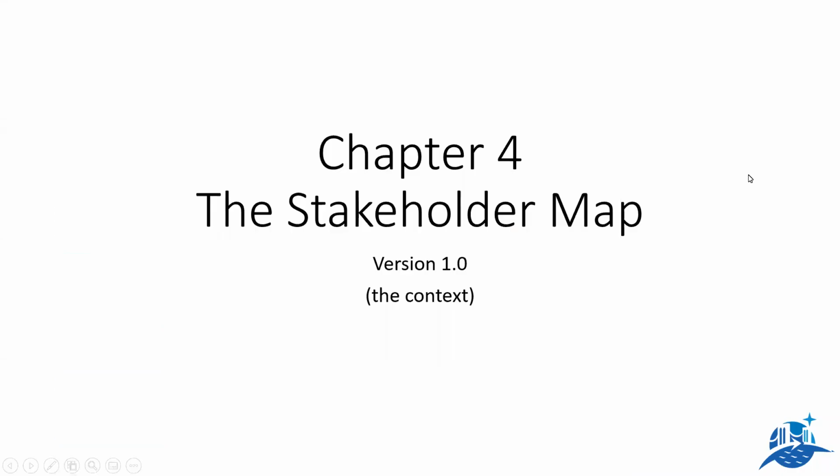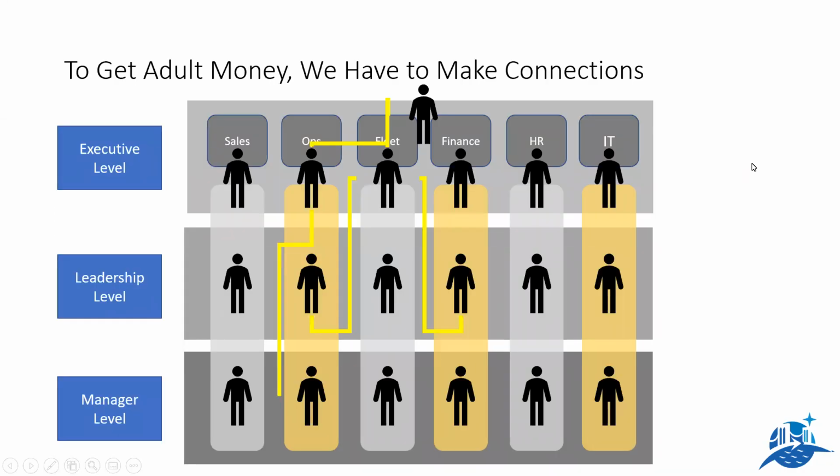Chapter 4, the stakeholder map. So the stakeholder map is, in order to get adult money, we're going to have to make connections. We're going to have to build relationships between and among many different groups. We're going to have to build relationships at the manager level. We're going to have to build relationships at the leader level.